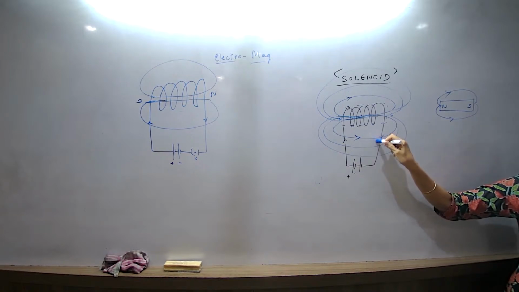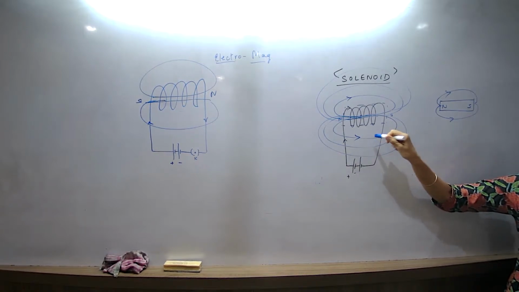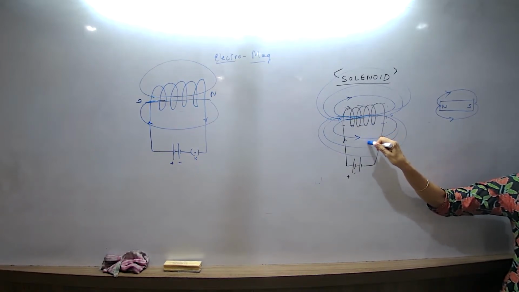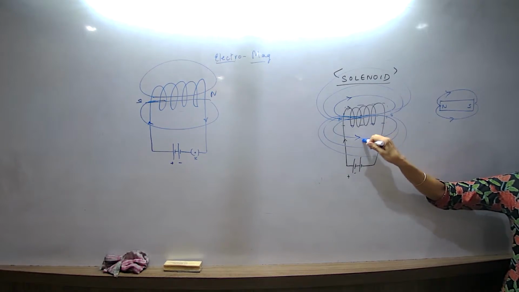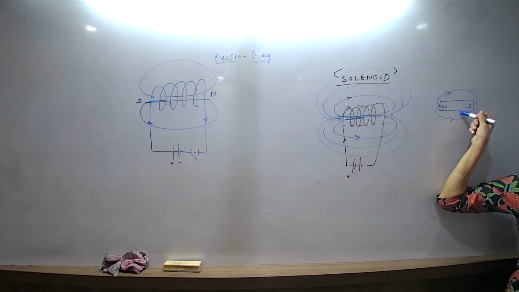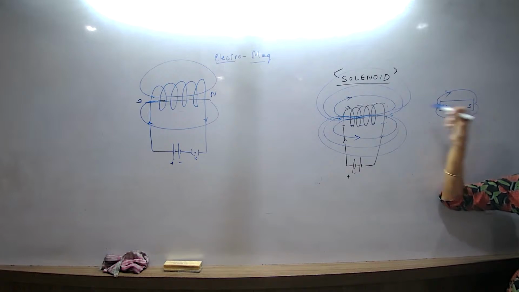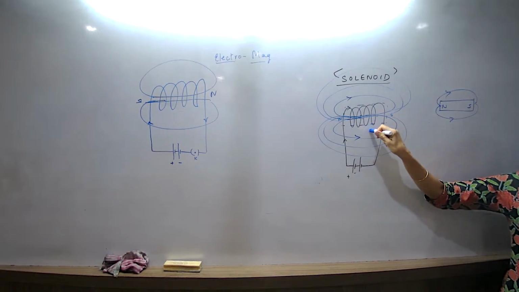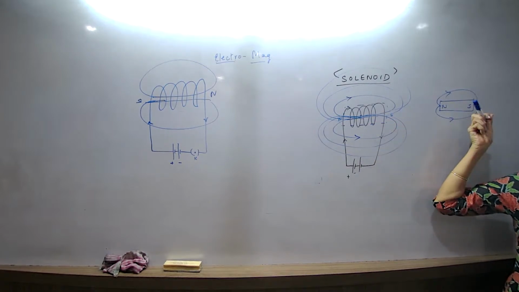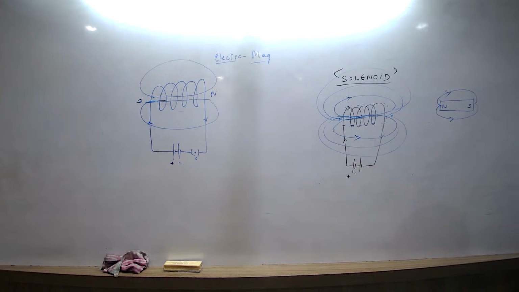Then, can we change the magnetic field here? Yes, you can change this. Yes, we can change the strength of the magnetic field. Here we cannot change. Okay. Then, can this be demagnetized? Yes, this can be demagnetized. This cannot be demagnetized. Okay. Go to the next page. You find a table there. Comparison of an electromagnet with a permanent magnet.